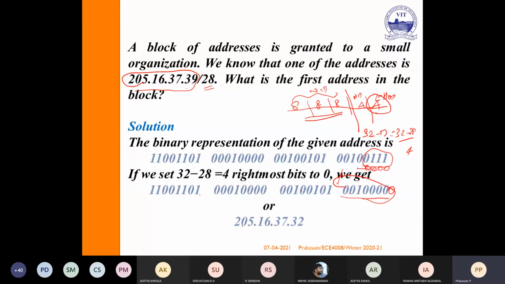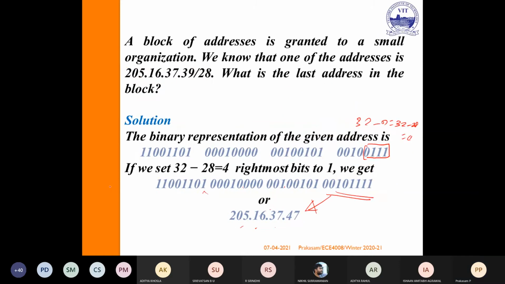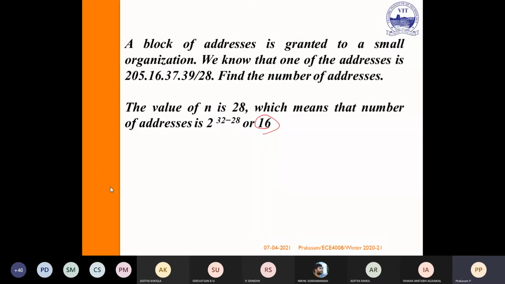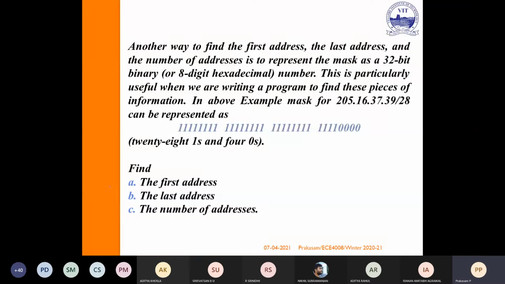Then you have to find the respective decimal. So sometimes it may be a little bit tough. So here is one more method for the same problem. Here it is /28, which is a mask. So use the masking procedure to find the first IP address and last IP address.